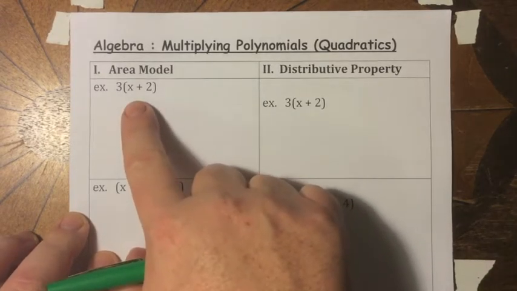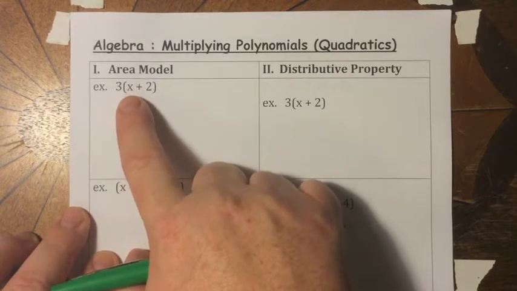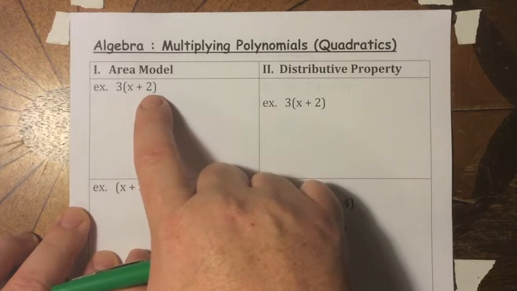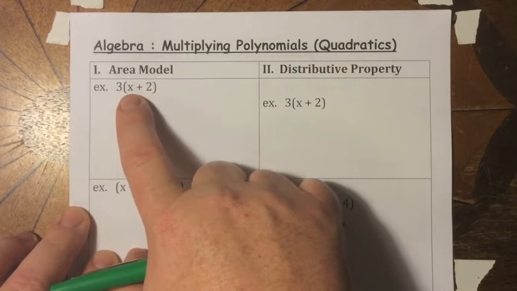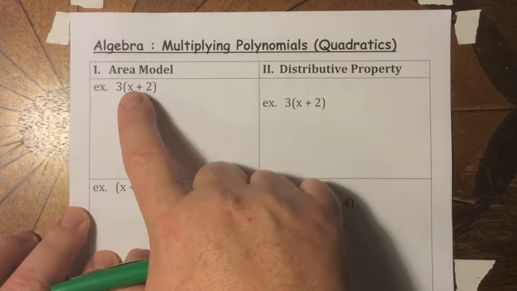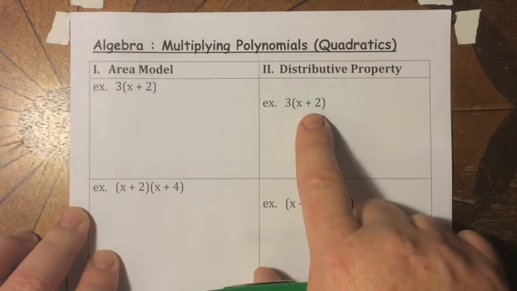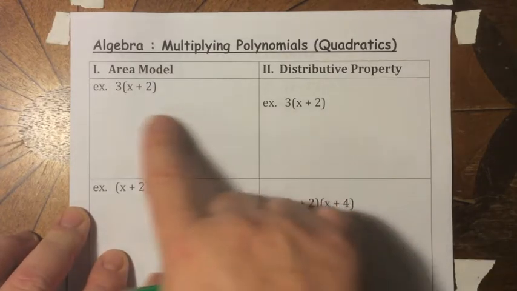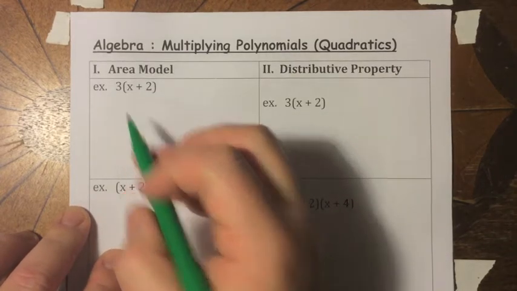So I'm going to start with this first example here. This first example is 3, which is a constant, times the binomial x plus 2. Binomial is just a fancy way to say we have two terms here. We have the x term, which is a linear term, plus 2, which is the constant term. You notice here that we have this exact same problem. I'm going to be using a different method on the same exact problem on this page here. So let's go ahead and start with this first example.